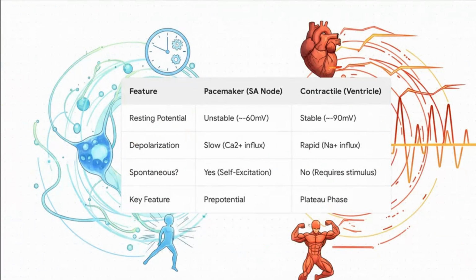So putting them side by side, the differences just pop right out, don't they? The pacemaker potential is all about automaticity. It's got that unstable resting potential and a slow, calcium-driven depolarization. The contractile potential is all about power. It's got a stable resting state, a super-fast sodium-driven depolarization, and that crucial plateau phase that allows for a really strong squeeze. 2 different jobs, 2 perfectly designed action potentials.